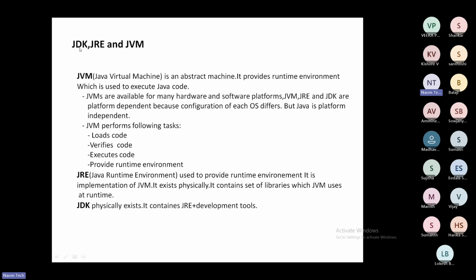So what is JDK? It means Java Development Kit. You can see here it contains internally the bin plus JRE plus development tools. And what is JRE? JRE has all the runtime environment along with JVM inside that. And what is JVM here? JVM is an abstract machine and it provides a runtime environment. So usually it's JVM which converts your bytecode to machine code. And it performs all these tasks like loading code, verifying your code, executing code, and providing the runtime environment.